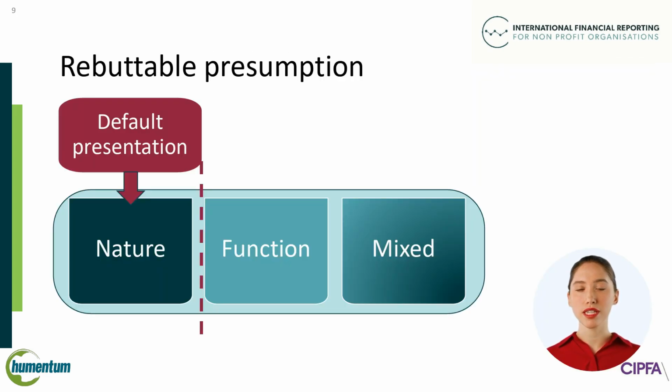Although NPOs are permitted to choose the classification method, the proposals also include a rebuttable presumption. The presumption is that the most relevant and reliable information for users of the financial statements will be provided by a nature of expenses analysis, so this is the default. However, an NPO can form a judgment that the default analysis by nature of expenses will not provide information that is more relevant and reliable to the users of its financial statements, and instead choose a presentation based on functional or mixed classification. In this case, a note must be provided to explain why the alternative analysis provides information that is more relevant and reliable to the users of the financial statements.